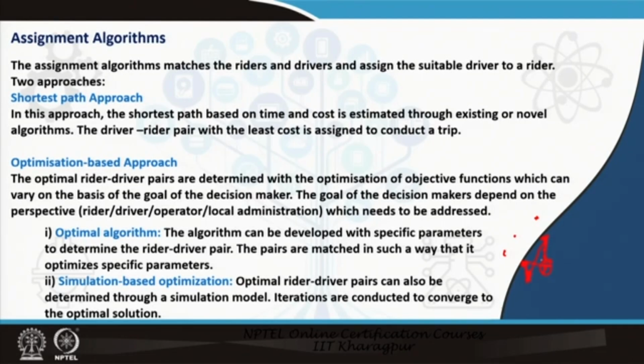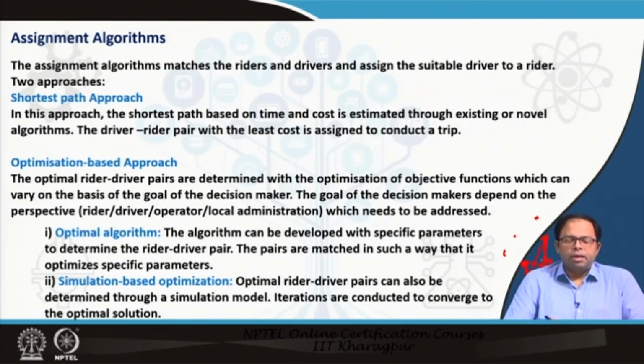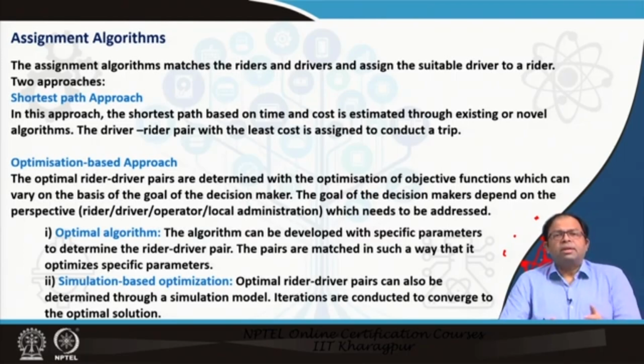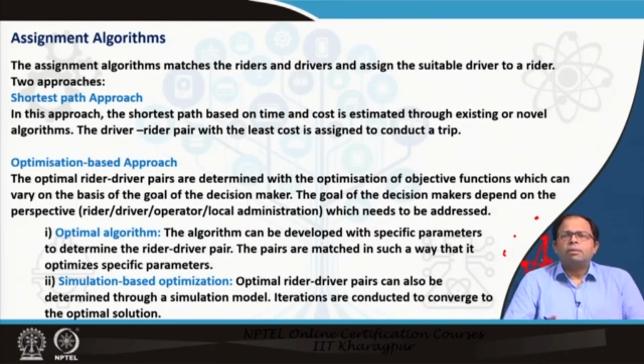This algorithm can be developed with specific parameters to determine rider-driver pairs, and the pairs can be matched in such a way that it optimizes certain parameters. Or it could be some sort of simulation-based optimization, where optimal rider and driver pairs can also be determined through simulation, and we have multiple iterations that are conducted and we converge to an optimal solution. We of course do have a particular objective function, but it is evaluated for the entire city for a certain time period, and then we get to a particular cost. Whereas with a standard single optimal algorithm, it may match well for that particular time period, but it may not match for the entire day's overall cost. So these could be two approaches.